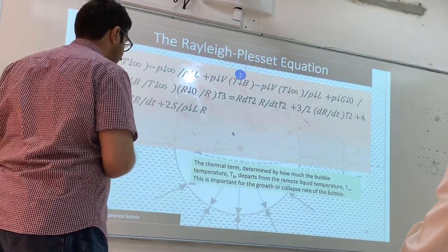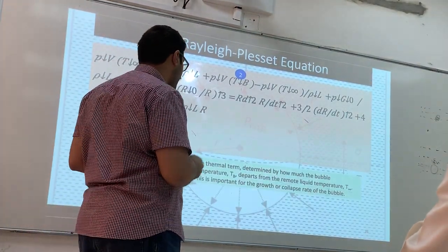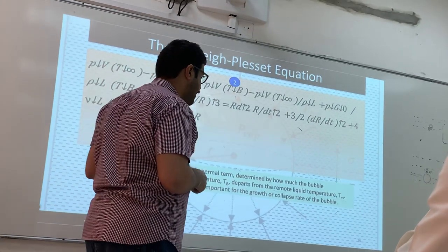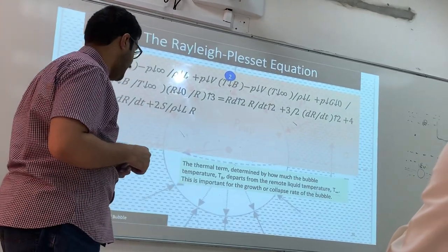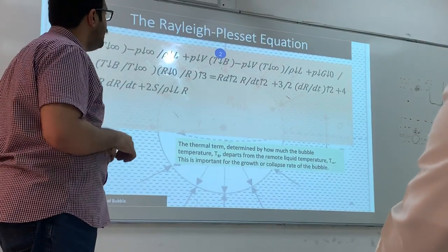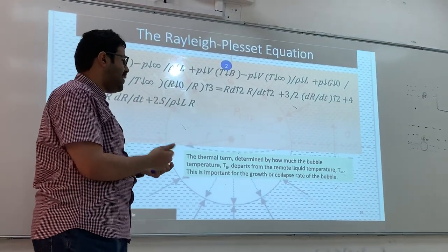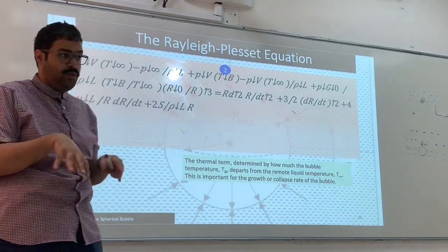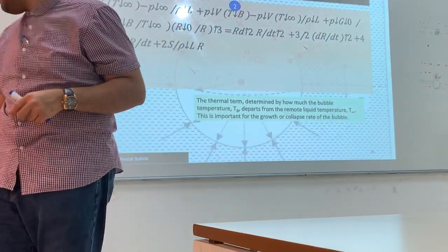The second term, the thermal term, is determined by how much the bubble temperature, T_B, departs from the remote liquid temperature, T infinity. This is important for the growth or collapse rate of the bubble. So the temperature inside the bubble and the temperature outside tell us how it will behave. Okay?